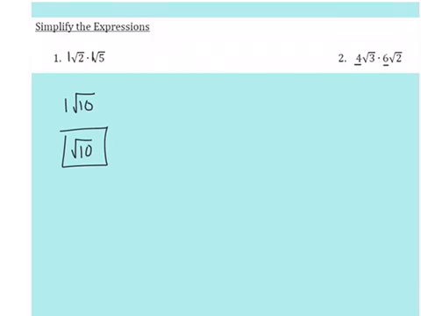So number 2, we're going to simplify by multiplying the outsides. So 6 times 4 is going to give me 24. And then multiply the radicals. So square root of 3 times square root of 2 is going to give me square root of 6. I cannot simplify square root of 6. There are no perfect squares that go into it. So this is going to be my final answer, and I'm done.